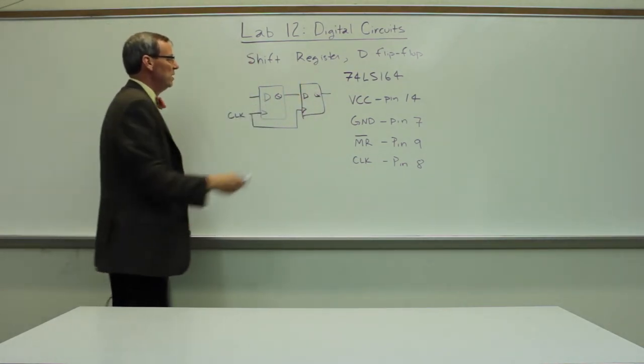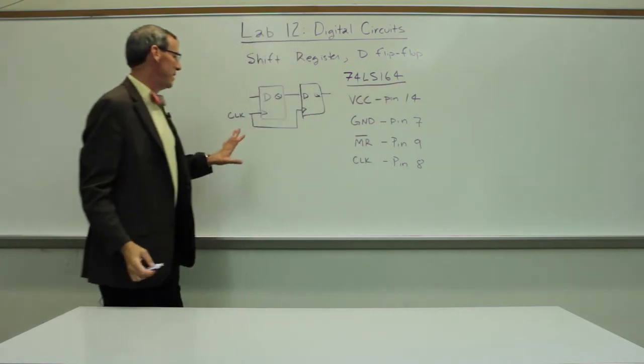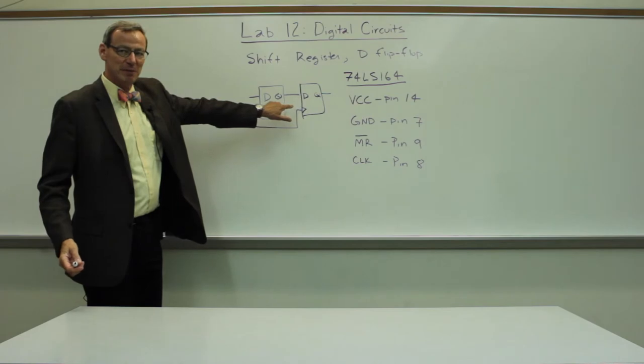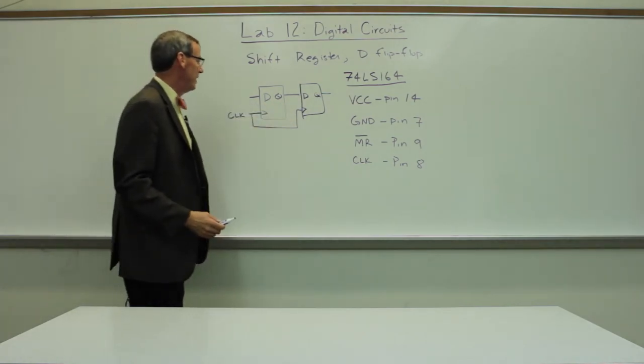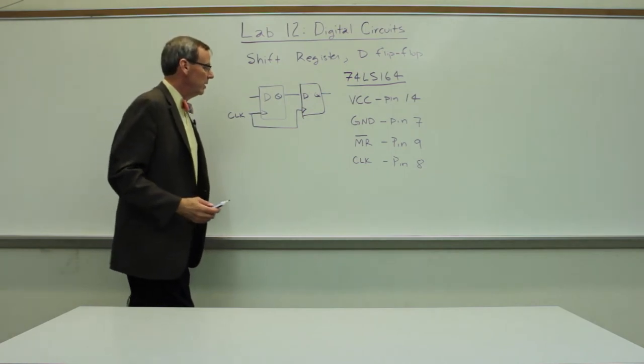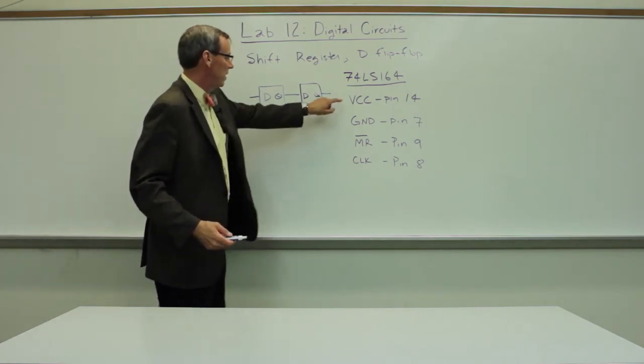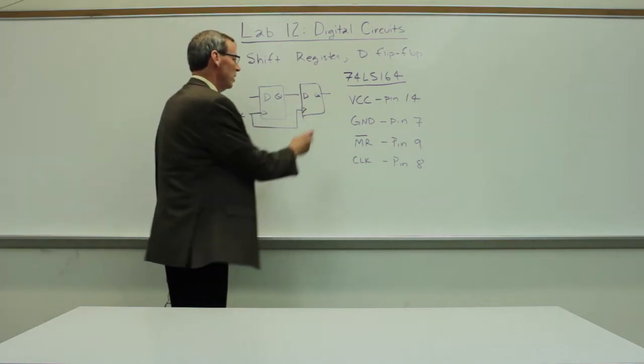The chip that we're going to be using, the 74LS164, is an 8-bit, which means it has 8 D flip-flops in it. So there's 8 outputs, Q1, Q2, Q3, up to Q8. And a few things we need to note about when we're using this, and I'm not going to do the pinout, you can find it in the book.